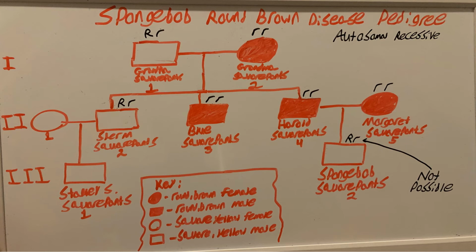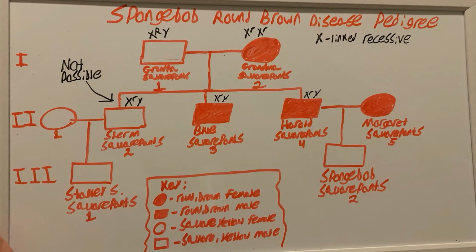So now for X-linked recessive, we see that Grandma SquarePants is homozygous recessive, which means that she can only pass on the trait for the round and brown disease to her sons, because her daughters would be getting the dominant X from their dad. So therefore, Sherm, Blue, and Harold SquarePants should all be round and brown, but Sherm is not, so X-linked recessive does not work.